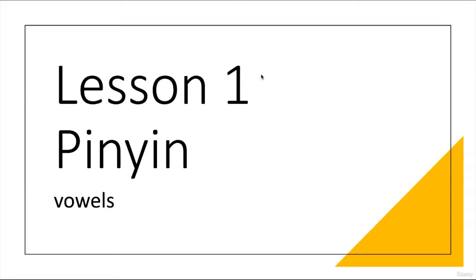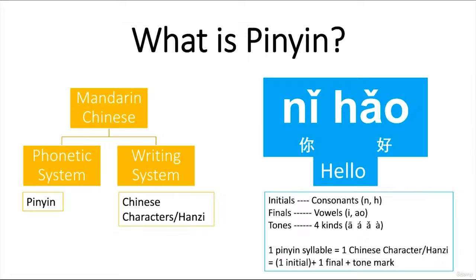So today, in our first lesson, we'll get a general idea of what the Chinese pinyin system is like and learn to pronounce the vowels. Let's get started. So, what's pinyin? Pinyin is the phonetic system of the Chinese language. And the writing system of the Chinese language is Hanzi, Chinese characters.